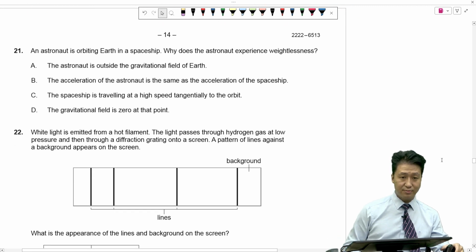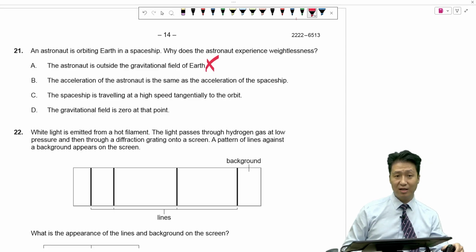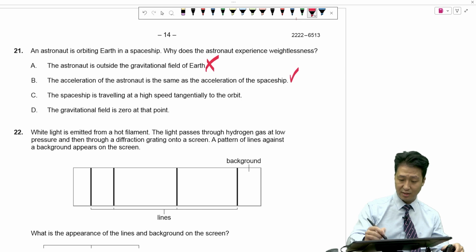Number 21. An astronaut is orbiting Earth in a spaceship. Why does the astronaut experience weightlessness? A, the astronaut is outside the gravitational field of the Earth, and that is incorrect. If they were not moving in a circle, they will still fall, and it is because of the gravitational field. B, the acceleration of the astronaut is the same as the acceleration of the spaceship. That is correct. Let's go back to that one later.